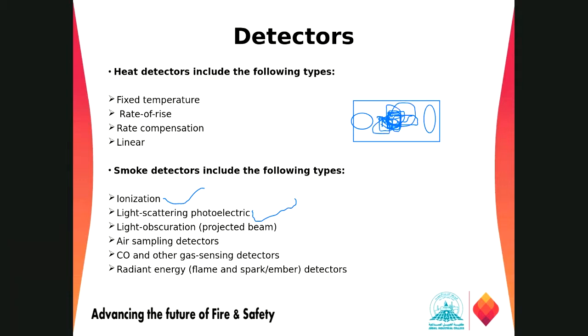The light obstruction type is like a projected beam. If you have a big warehouse with no problem of any obstruction, just put 2 beam detectors, one at this location and one at that location. One will be a sender and one will be a receiver. It will just get the light signal in the plane. If there is a fire, the smoke will fill these areas, and due to that, the signal gets lost and it will activate.